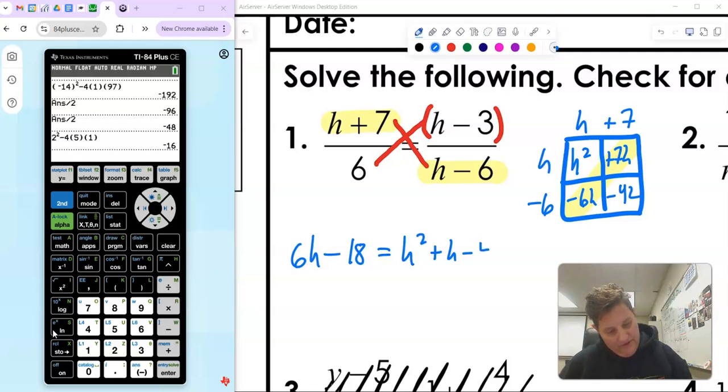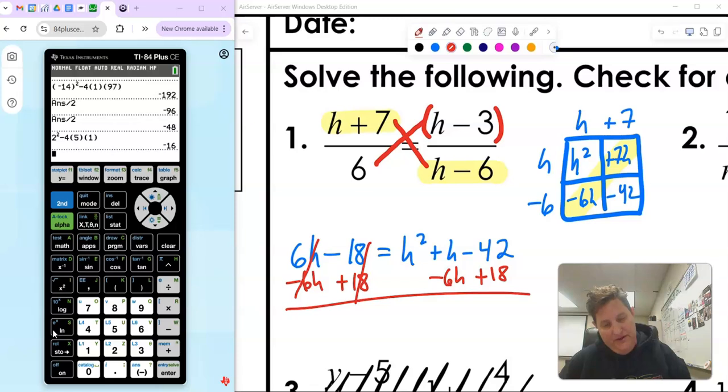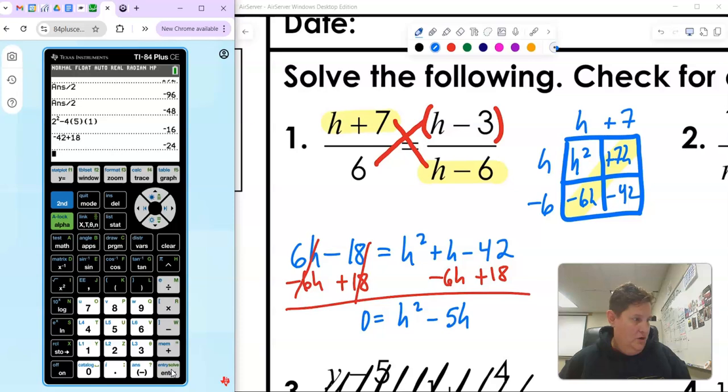Minus 42. Now I need to get everything on the same side. This is a quadratic, so I am going to be factoring. So I subtract the 6h and I add the 18, so we're getting everything on the same side. So I get h squared minus 5h, and what's 18 minus 42, or negative 42 plus 18? I get 24.